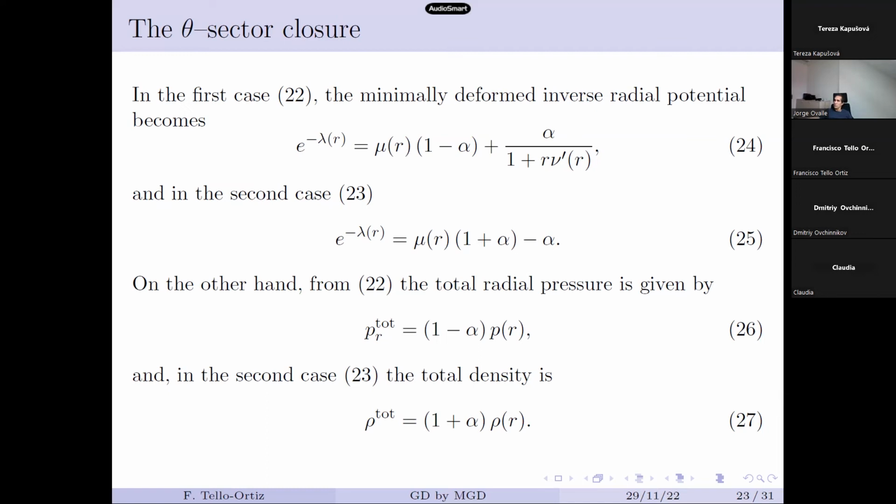Why? Because the total energy-momentum tensor is the perfect fluid energy-momentum tensor components plus the theta-mu components. Then, in principle, the total radial pressure is the isotropic pressure plus alpha times theta RR. But as you are mimicking, the pressure is equal to theta RR, then the effective or total pressure is given by 26. And if you do the same, if you compute the total density using the second case, you will obtain 27. But here there are some consequences.